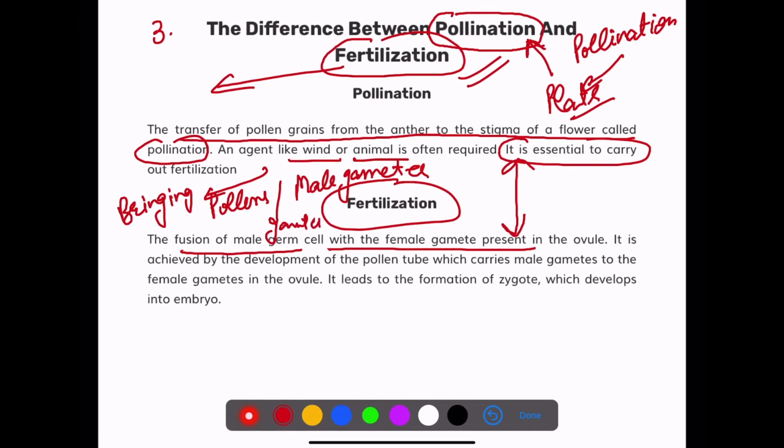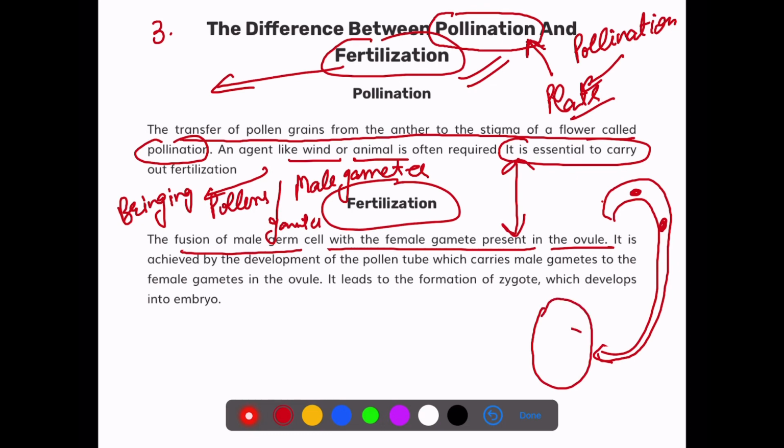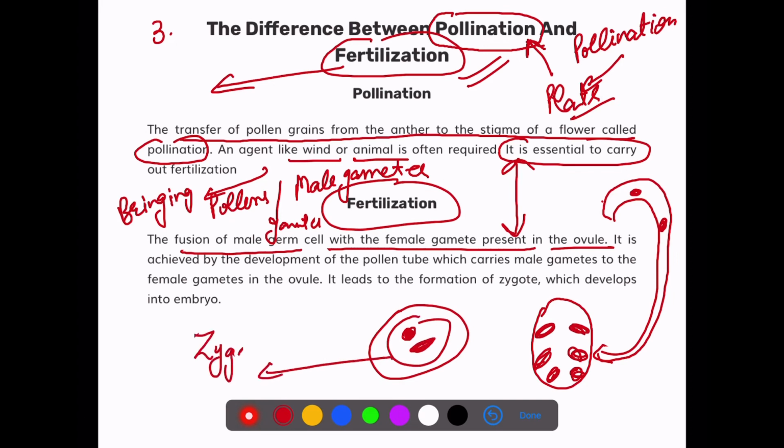Where? In the ovule. And how does it get there? By the development of the pollen tube, because this pollen tube is carrying our male gametes, and they have to reach the ovules. And finally, when there is the fusion of the male gamete with the female gamete, there is the formation of the zygote, and this zygote develops into an embryo. So please, one request: when pollination is asked with fertilization, better to write both in context of plants.